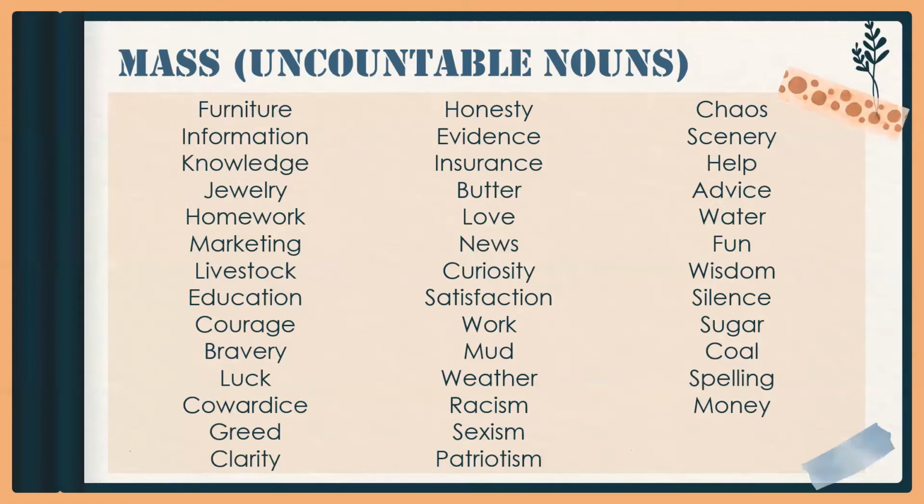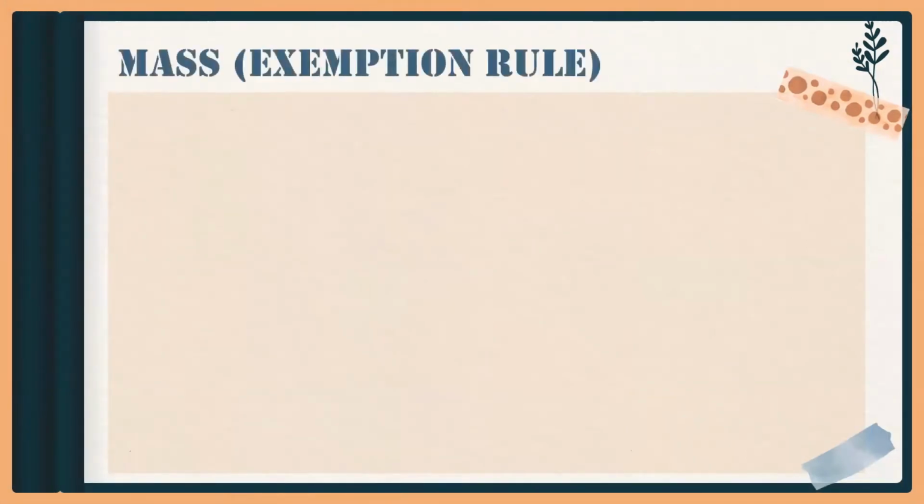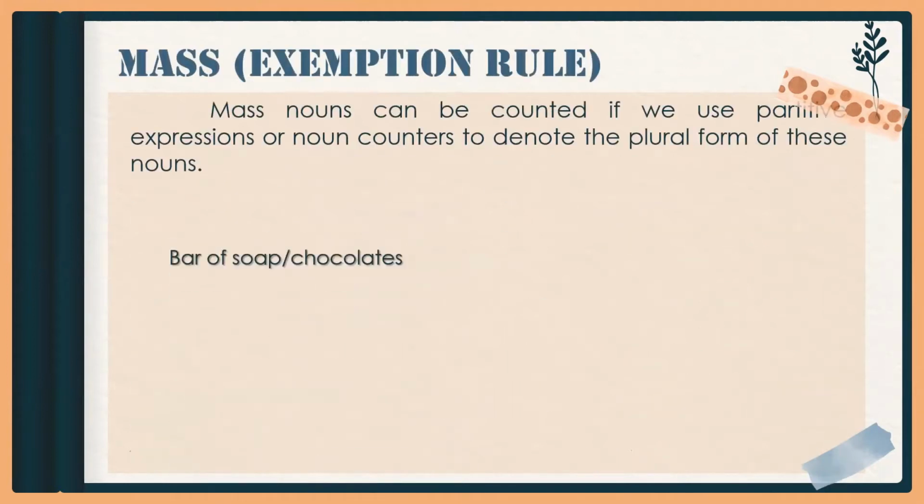Now, there are times that mass nouns can also be counted, especially if these are things. So for example, we are going to use counters or partitive expressions like this one. If you wanted to say soap or chocolates, you can say bar of soap. So a bar of soap could mean one, but if you say 2 bars of soap, then it means it's more than one.